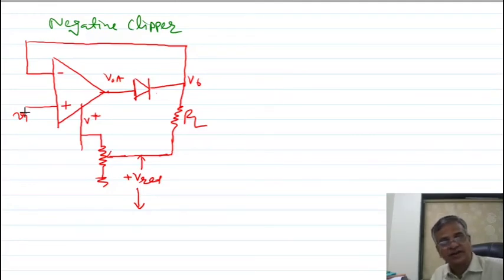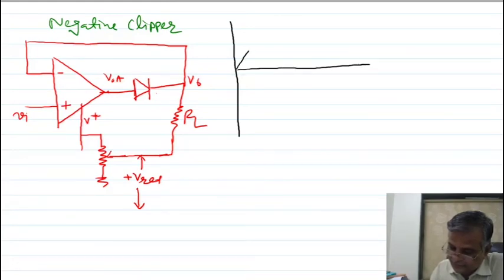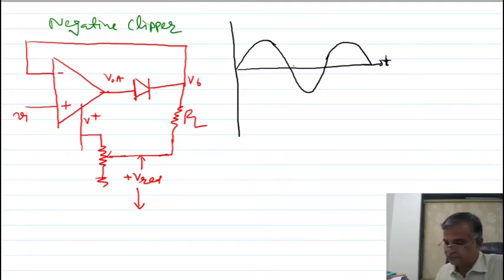Now let us see the working of this. This is your input section I am discussing. This is the voltage at the input I have shown here. This is Vi versus time. Now I kept the positive reference. So I want to check what my output is here.